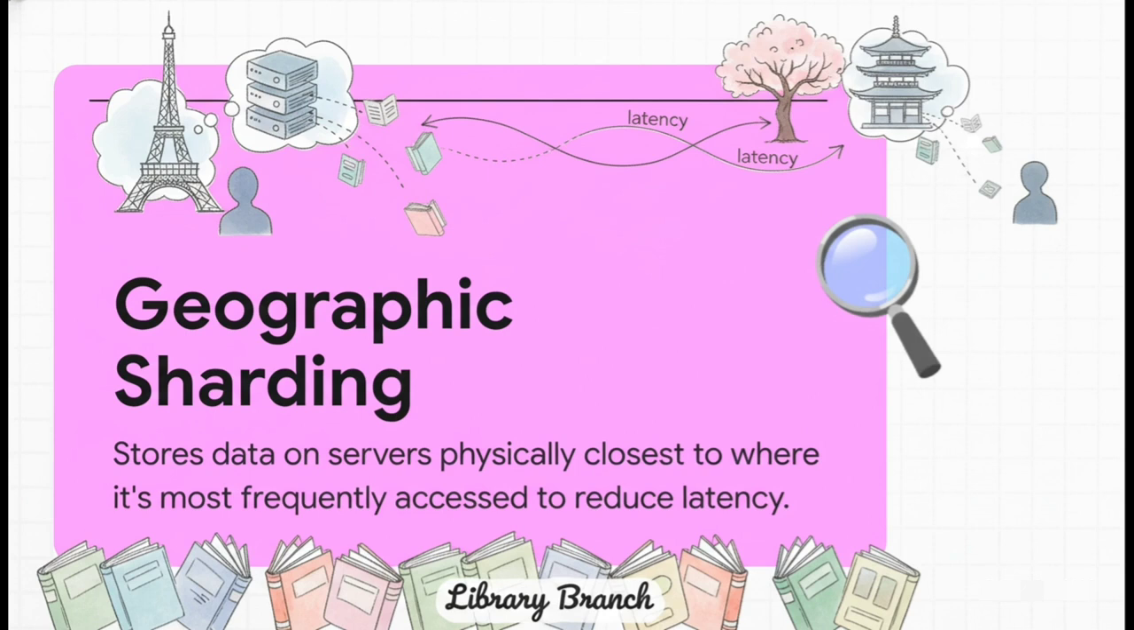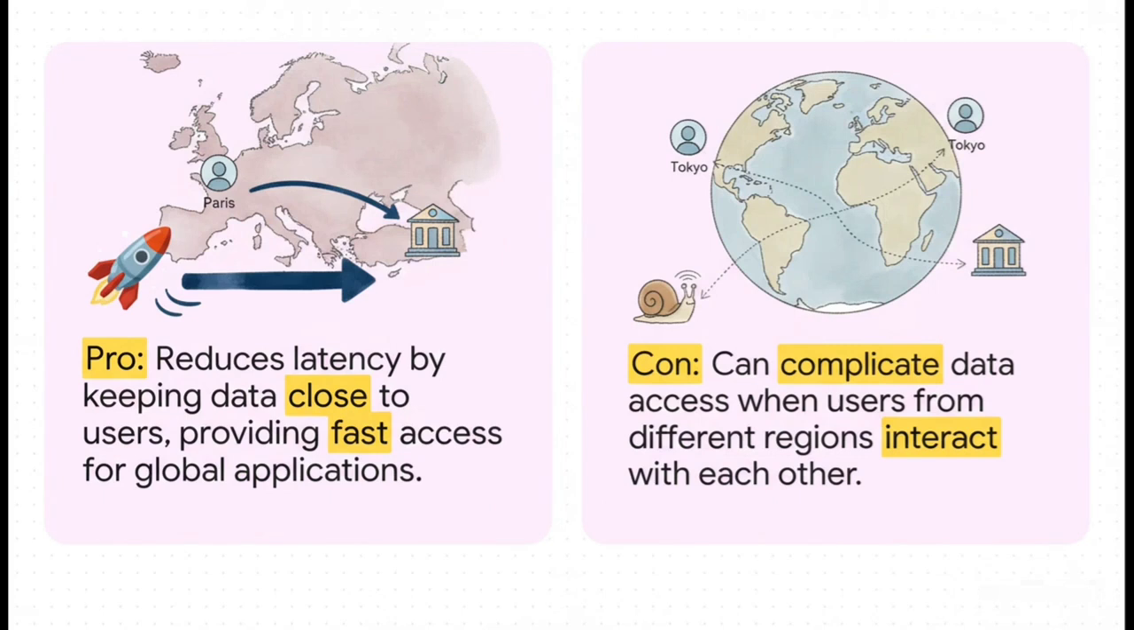Our library analogy here is perfect. You'd open a branch in Paris and fill it with books on French history, right there for the local readers. It's all about reducing the travel time, or in the tech world, what we call latency. The pro here is pretty obvious. It's blazing fast for local users. Those Parisian readers get their French history books in an instant.